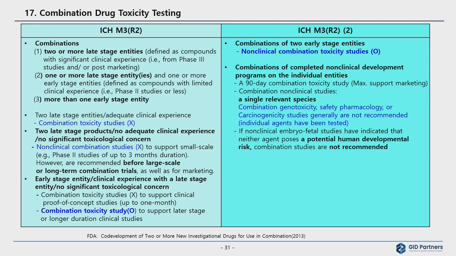And so for a drug in the early stage combined with a drug in the late stage, if they are used in combination and no combination toxicity study was created, there is a duration up to which you could do without the toxicity study. But if the clinical study is going to have a longer duration, then a combination toxicity study would be needed. And for people with the possibility of pregnancy, there would also be a need for a study, and a 90-day combination toxicity study could be needed.